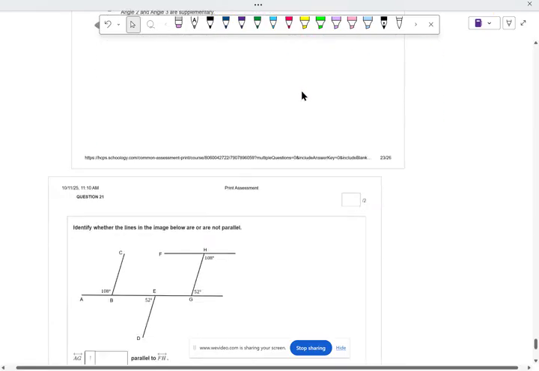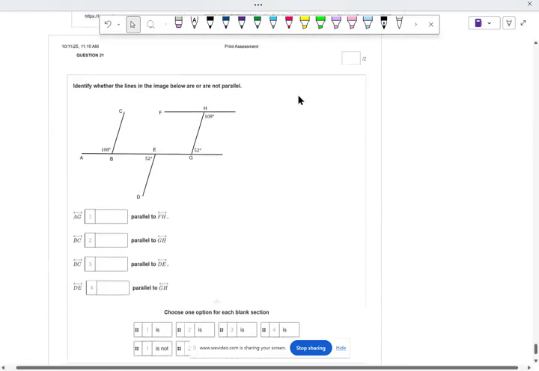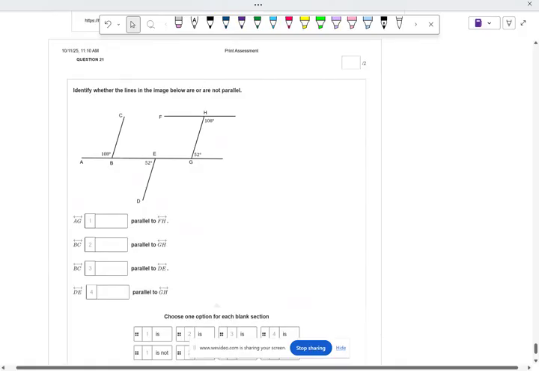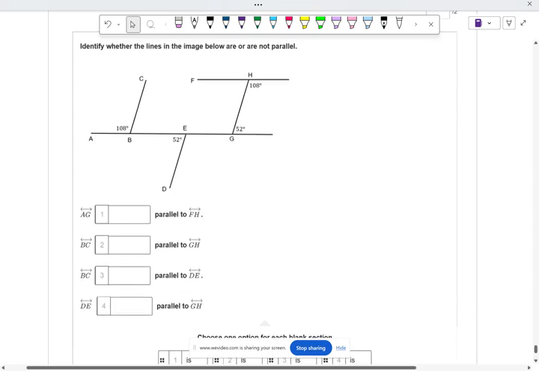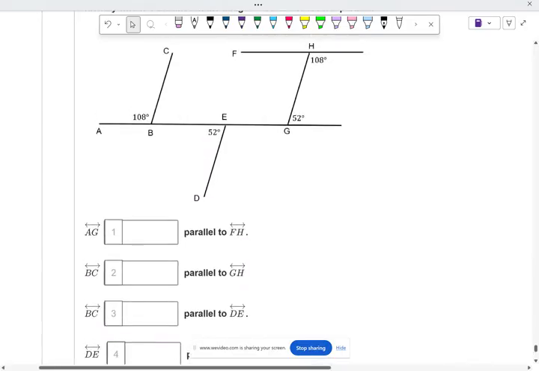All right, I thought this was our last question. Here we go. We have to go through and say for each multiple choice answer, are the lines parallel or are they not parallel? To do that, let's make this picture even bigger. We need to fill in all the angle measures.